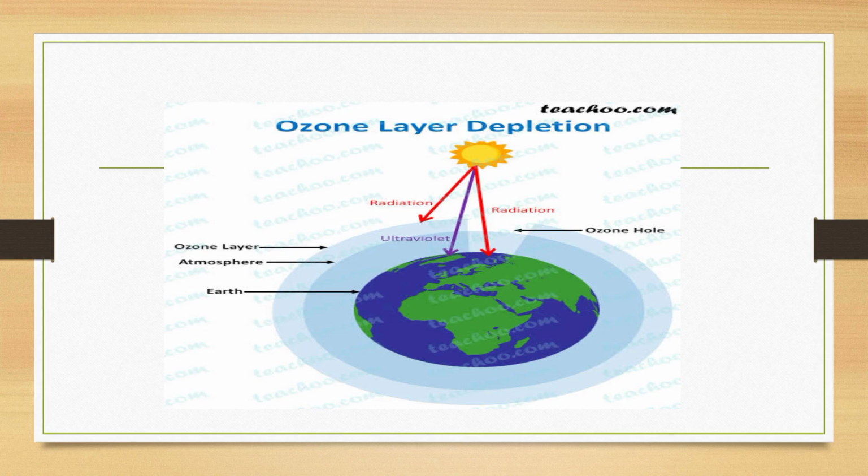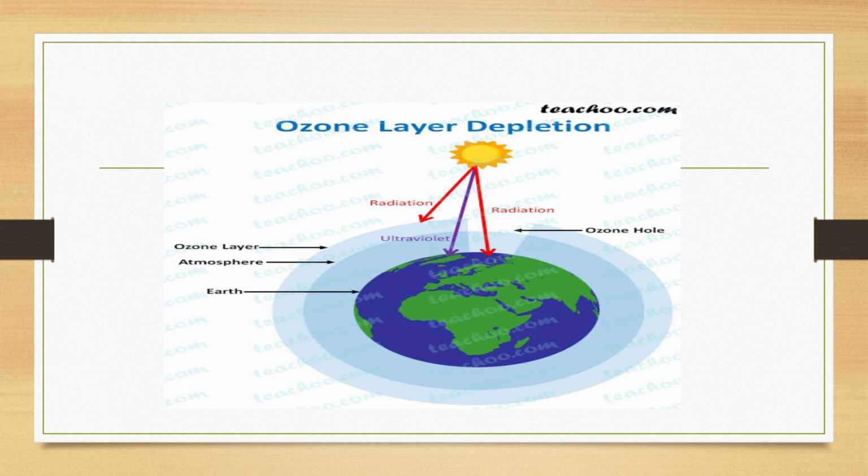It is a thinning of the Earth's ozone layer in the upper atmosphere that is caused by the release of chemical compounds. These chlorine and bromine gases come in contact with ozone and destroy the ozone molecule. One chlorine atom can destroy about 1 million ozone molecules. That is why I told you it is harmful also.